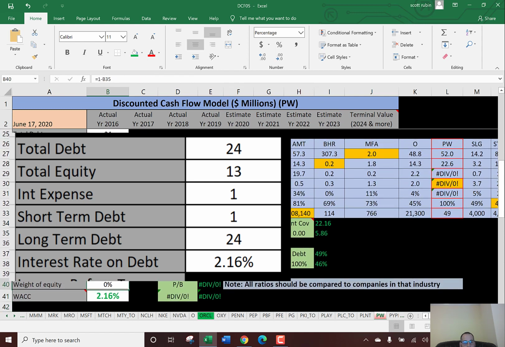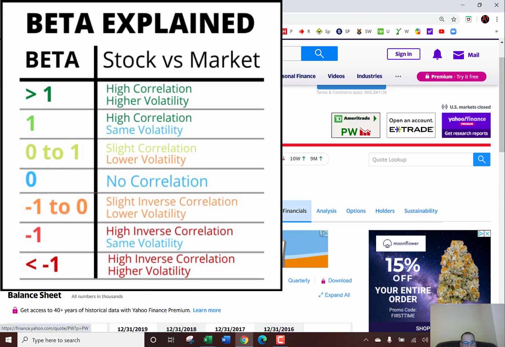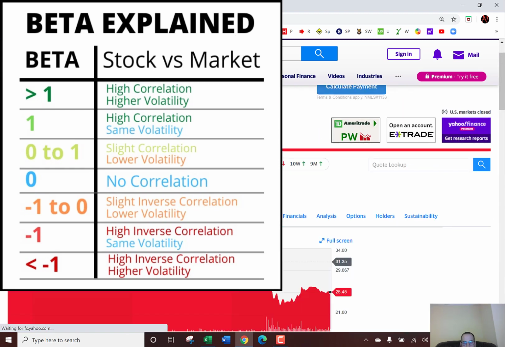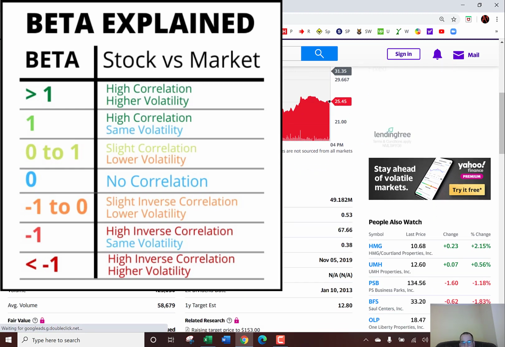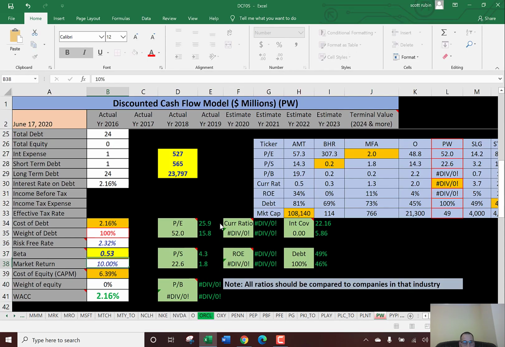Now we need to figure out the cost of equity, and we get the beta for that. And the beta is the volatility of the stock. And the more volatile a stock is, the higher the discount rate will be. That's a really low beta, 0.53. That means the stock moves about half of what the market moves.